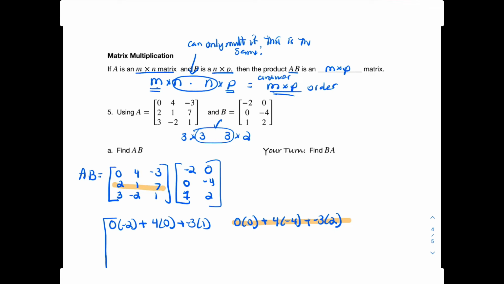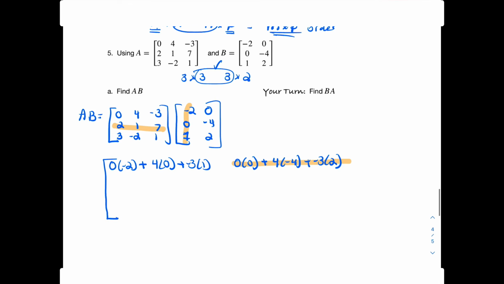Now to get my second row, first column answer, I'm going to multiply those together, going over and down. So 2 times negative 2 plus, moving over and moving down, 1 times 0 plus, moving over and moving down, 7 times 1. That whole answer is my second row, first column result.